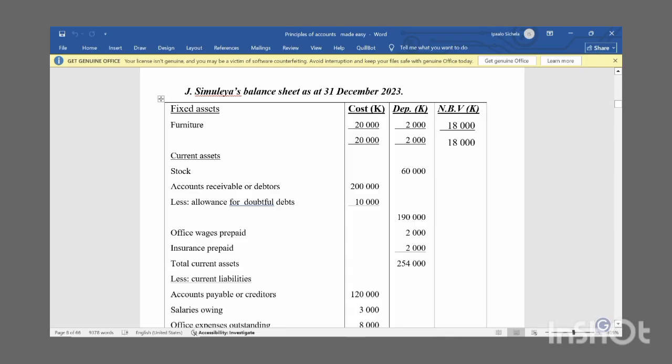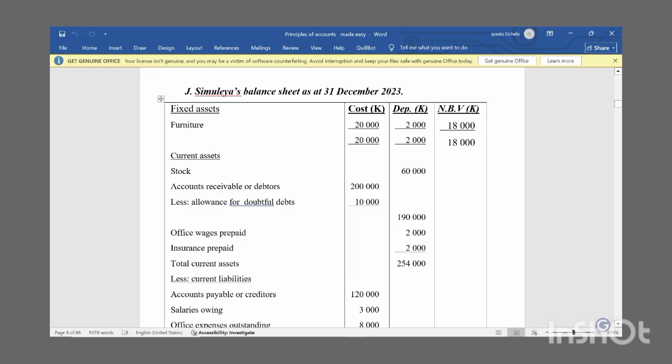Then move on to current assets. The first thing you start with is stock, then debtors, then cash at bank, then cash in hand, then prepaid expenses. But I'm sure we don't have cash at bank or cash in hand, so skip that and move on to prepaid expenses.